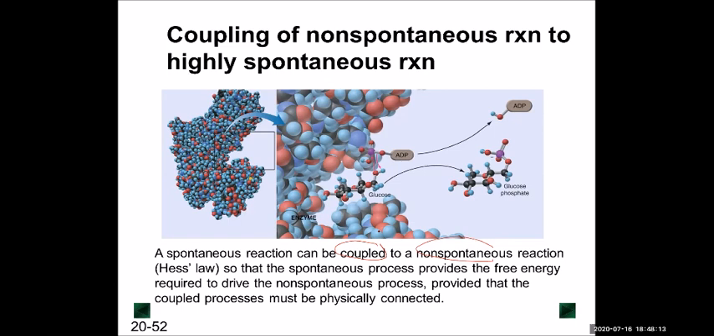In the cell, there's ATP and ADP. They release free energy. When they react with water and release a phosphate ion, they release a huge amount of free energy. And this energy, if nearby those non-spontaneous reactions in the cell, can make those reactions happen. So basically the ATP-ADP reaction gives free energy to force those non-spontaneous reactions to take place.